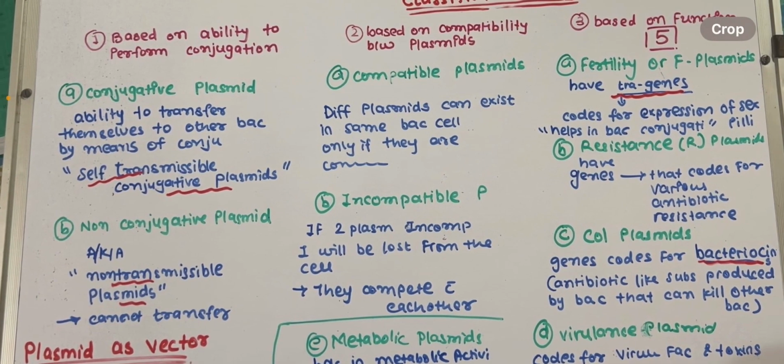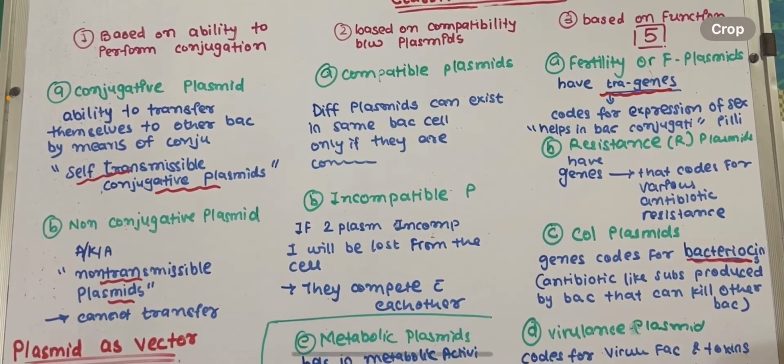And non-conjugative plasmid is also known as non-transmissible plasmid, which cannot transfer themselves to other bacteria by means of conjugation. Okay, now we'll move on to the second one, based on compatibility between plasmids. Plasmids can be compatible and they can be incompatible. Different plasmids can exist in the same bacterial cell only if they are compatible. So if they are compatible, then they can survive in a single cell.